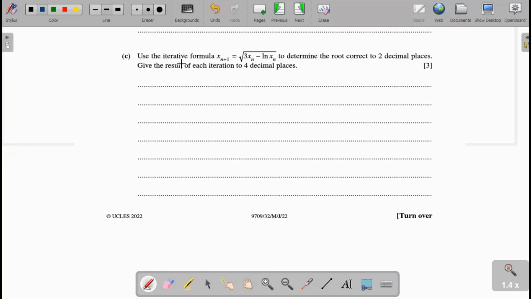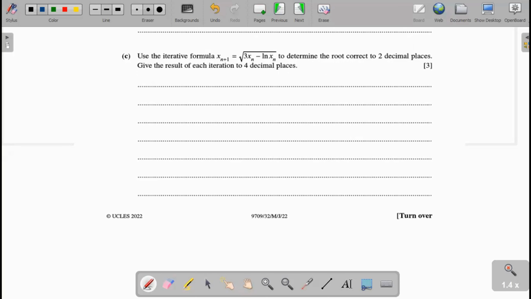Part C, use the iterative formula x n plus 1 equal to the square root of 3xn minus ln x, to determine the root correct to two decimal places. Give the result of each iteration to four decimal places. Here the formula is given. Firstly, we have to find the initial value of this iterative formula.